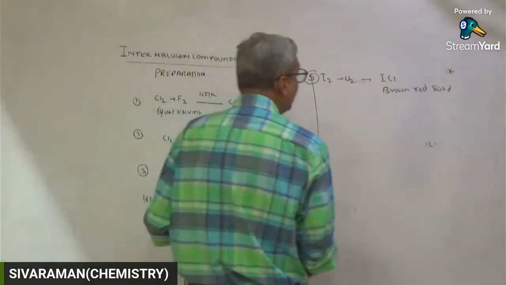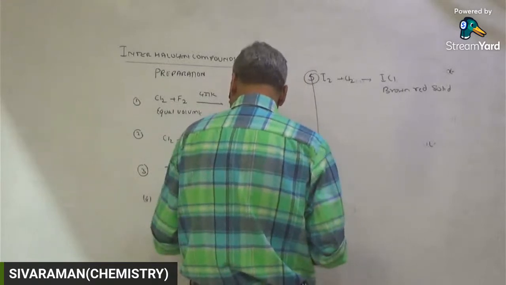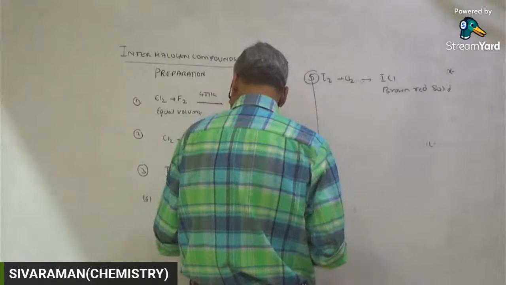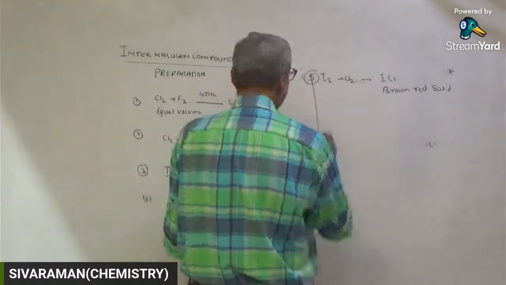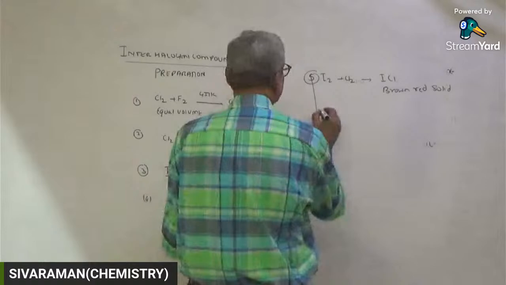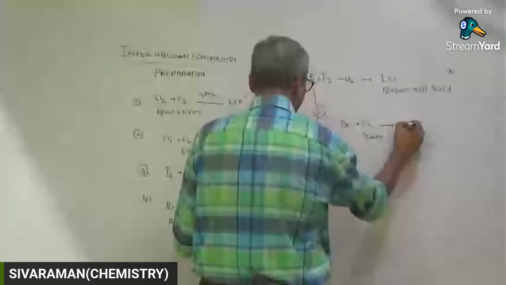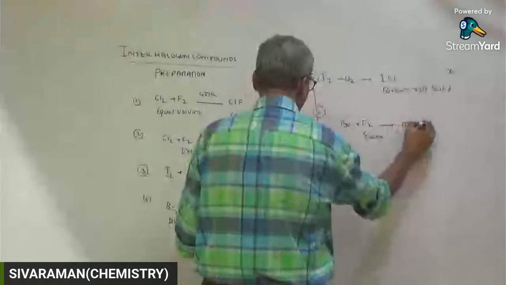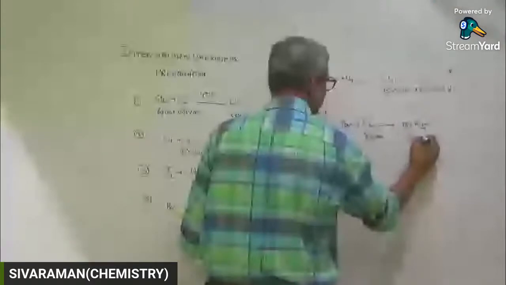Now this is a brown solid. Then the sixth one, what do you get? BrF5. It's a colorless liquid. Then what do we come to?